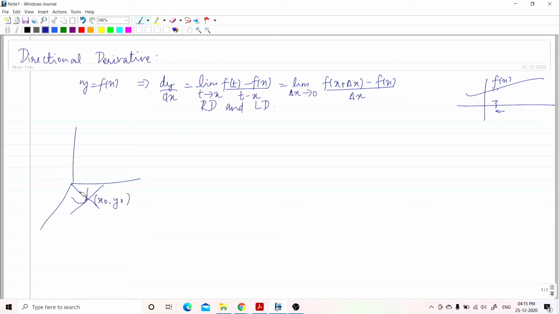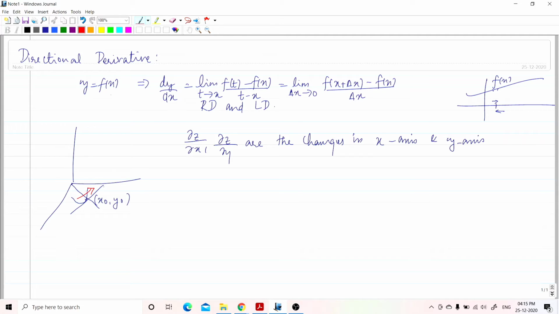Any point in a two-dimensional or three-dimensional setup is called a vector, since it is moving this way. Del z upon del x and del z upon del y are the changes in the x axis and y axis. That is, in these two directions we are talking about the change, and that is what we call the partial derivatives. In general, we may talk about the rate of change in any direction.